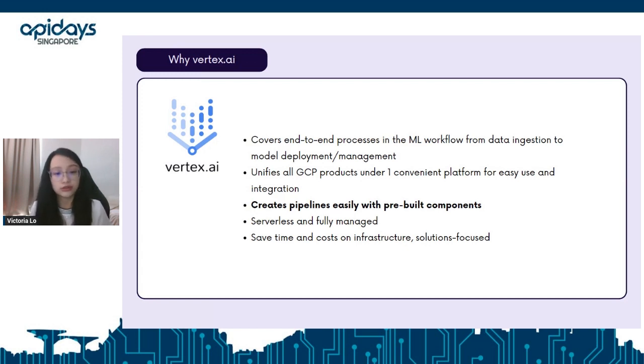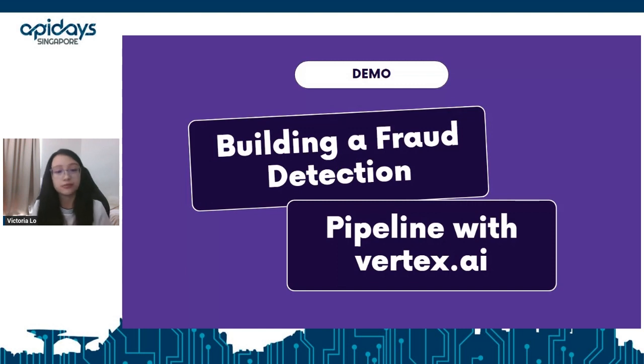Next is also serverless and fully managed. I like how it helps you save time and cost on the infrastructure. You don't have to spend time building ML ops from scratch when you already have a platform that covers everything for you. So it's pretty solutions focused, and you can create an ML ops pipeline very easily with Vertex AI, which I'm going to show right now.